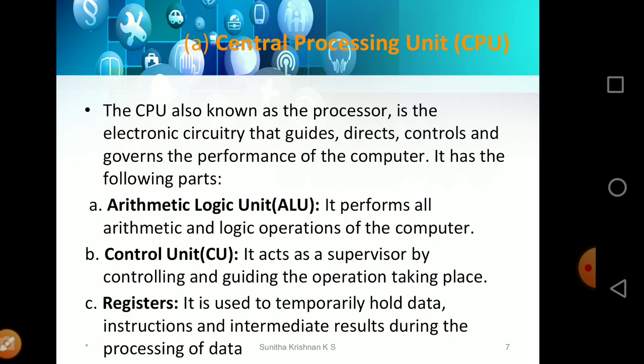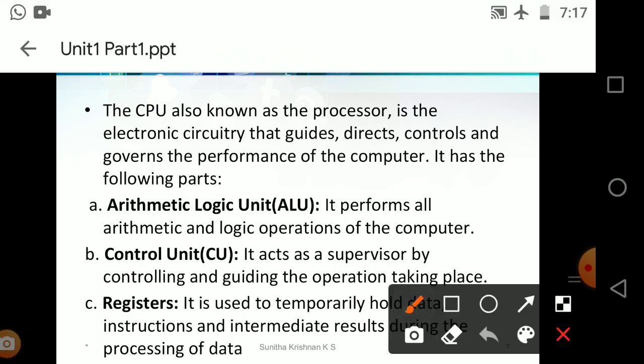You can consider the human body as a computer, and just as the brain is there in our body to control everything that is happening inside our body, the computer has the central processing unit, or the CPU. It is electronic circuitry that guides, directs, controls and governs the performance of the computer. And the main parts inside the CPU which help in doing all these things are the arithmetic logic unit, control unit and registers.